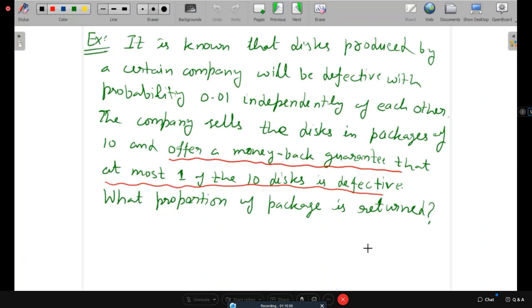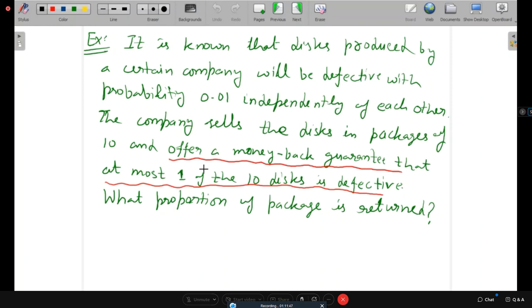So if you name them x1, x2 and so on, all will denote Bernoulli trials. Now the company sells the discs in packages of 10. So if you go and buy, you have to buy a package of 10. That means x1 plus x2 plus and so on plus x10, the sum of these 10 Bernoulli trials, will follow a binomial with n equal to 10 and p the probability of success. If you denote 0.01 as defective, then 0.99 is 1 minus p. So you have all that information.